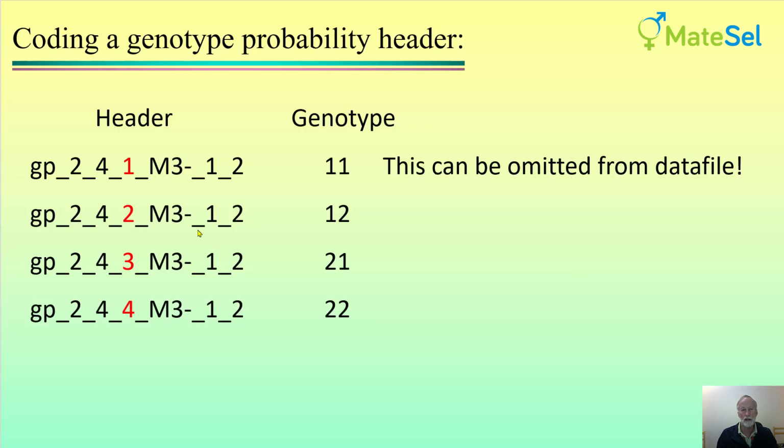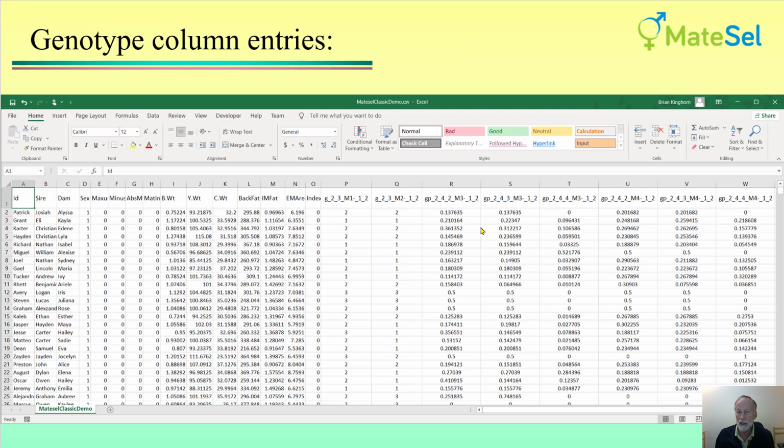So let's look at those 4 headers. They are 1, 2, 3, and 4, representing the 4 genotypes. And the probabilities for any one individual will sum to 1 across those probabilities. That means there's redundant information, and we can omit one of those from the data set, and it has to be the first one. What Matesel will do is calculate the probability for the missing genotype as what's left to go up to 1. We can see that here in this data set, we only have genotypes 2, 3, and 4, and the first genotype is inferred from what is left to go. This can save quite a bit of space where you've got rather many markers.